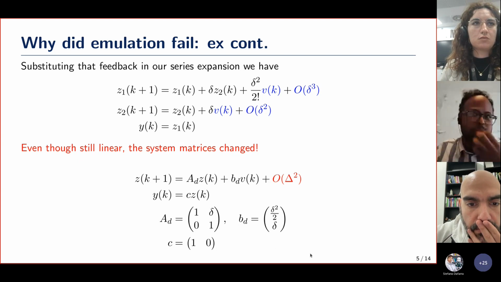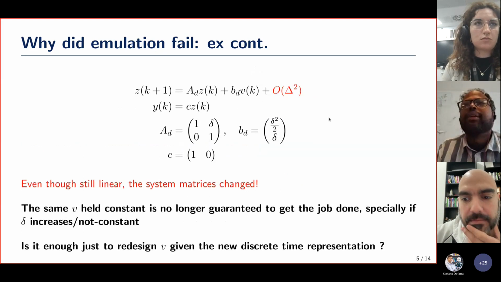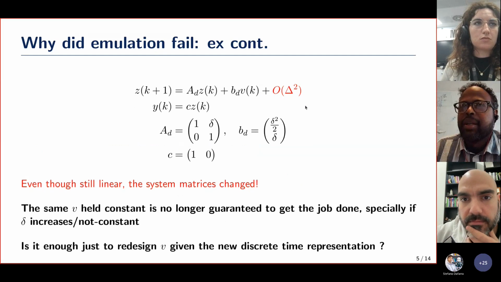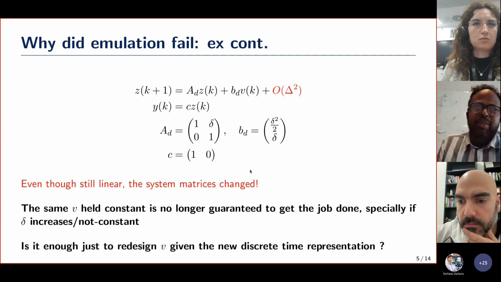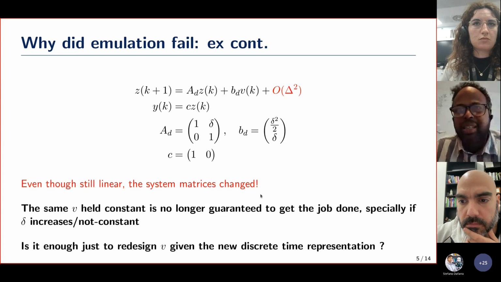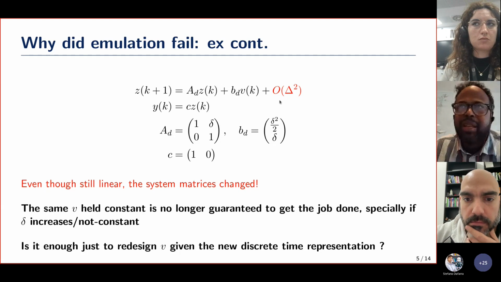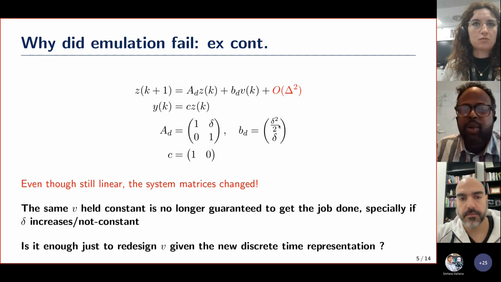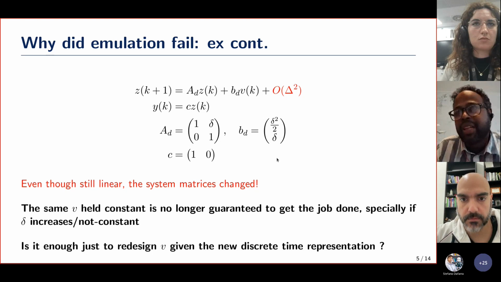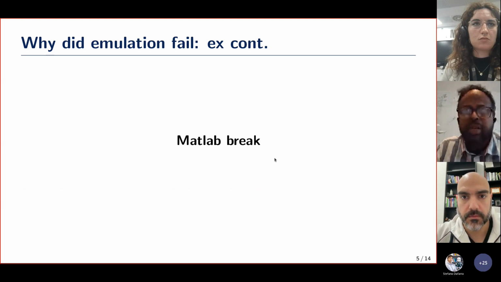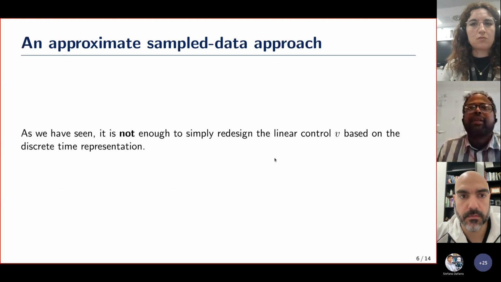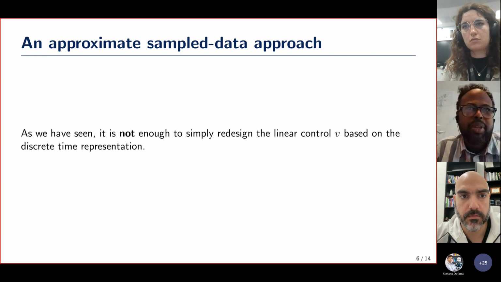But it's still not enough because we can always do better. So, okay. Now, this is the system that we have. We say that it's not guaranteed that it's enough to just redesign V, because in this case, yes, delta small enough will help us. But if the nonlinearities are peculiar, then we might need to do something more.